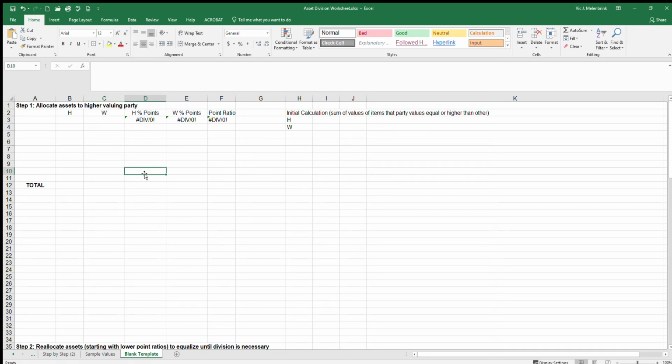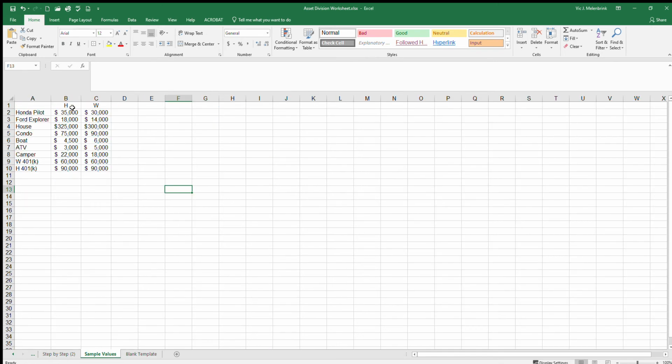Alright, my name is Vic Melenbrink. I'm a judge in Jefferson County, and I am going to show you how to do an asset division where both parties can end up with more than half of the assets, meaning a total of more than 100% of the assets. They'll both think that they ended up getting more of the assets than the other party, if you do it right. So let's see how this works.